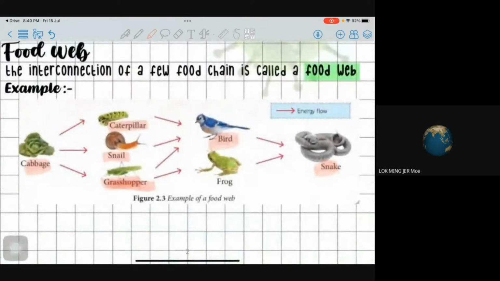Sorry, what is it? Oh, frog. He doesn't want to eat caterpillars. He only wants to eat grasshopper. Caterpillar is smaller than grasshopper. Maybe he doesn't want to eat that.